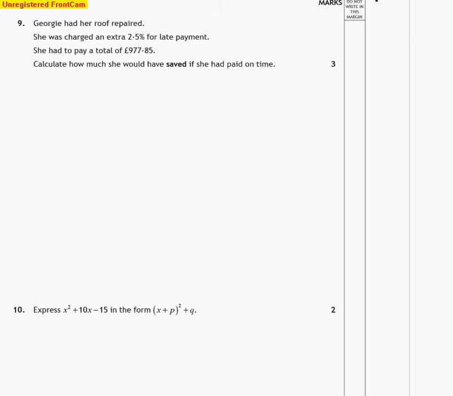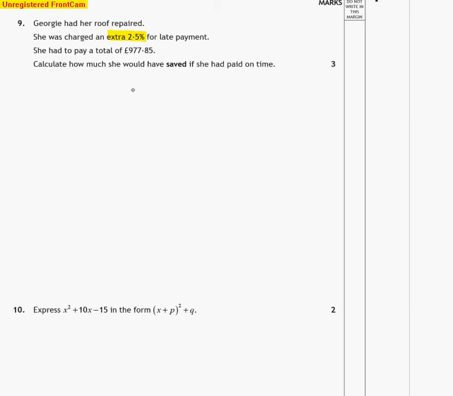Okay, question 9, question 10. So we're going back to percentages here. Let's have a look. So Georgie had her roof repaired. She was charged an extra 2.5%, so extra is the key word here, for a late payment, so she had to pay 977.85. Calculate how much she would have saved if she paid on time.